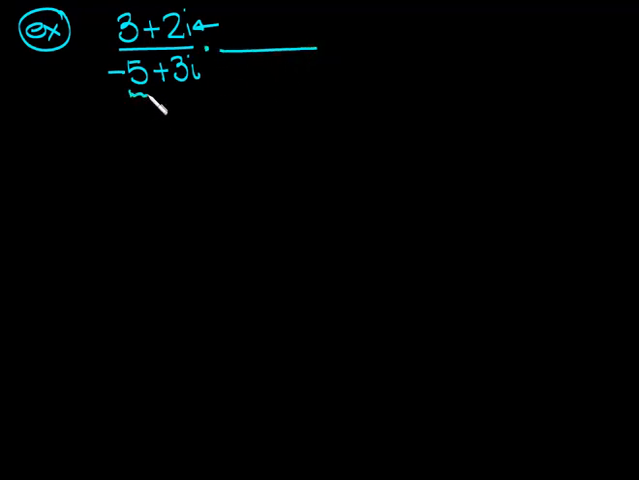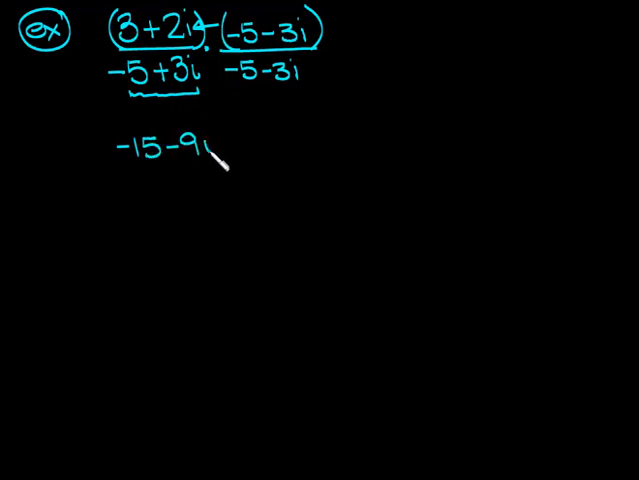So what's the conjugate of this thing? The conjugate of this is exactly the same thing, except the sign in the middle is different, just that one. So you get minus 5 minus 3i. We distribute on the top. We have this complex number multiplied by this. So 3 times negative 5 is negative 15. 3 times negative 3 is negative 9i. 2i times negative 5 is minus 10i. 2i times negative 3i is negative 6i squared.